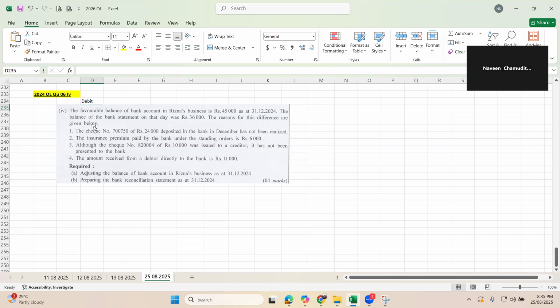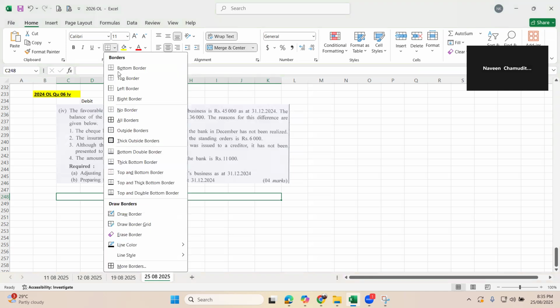The reasons for the difference are given below. They have identified 4 reasons. Then they are asking, adjusting the balance of the bank account of the business as of 31st December 2024. They're asking you to prepare adjusted cash book. Then prepare the bank reconciliation statement, right? So we'll prepare first the adjusted cash book.